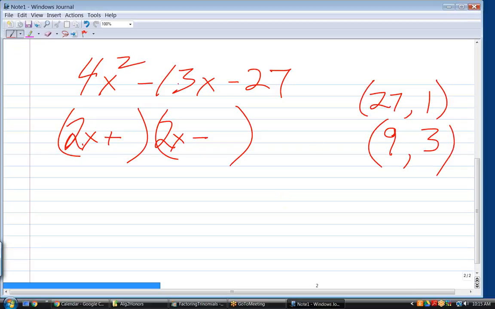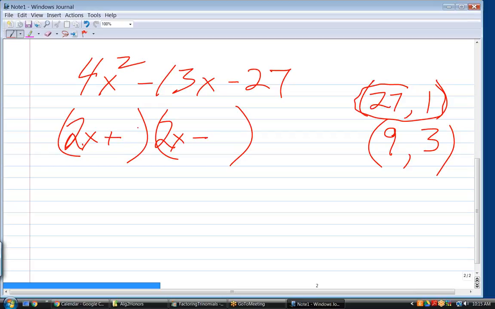Again, 13 is a small number relative to 27, so we might want to try 9 and 3. Probably not going to need that set of factors. 27 times 2x is going to get you to 54 immediately, and there's no way you're getting back to 13. So it's most likely 9 and 3.